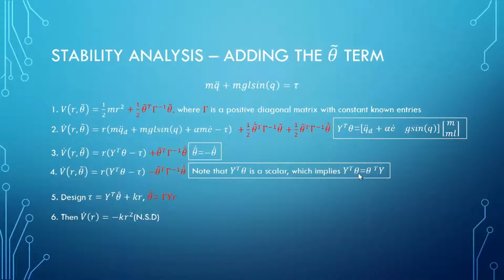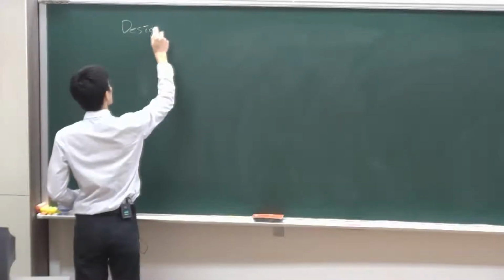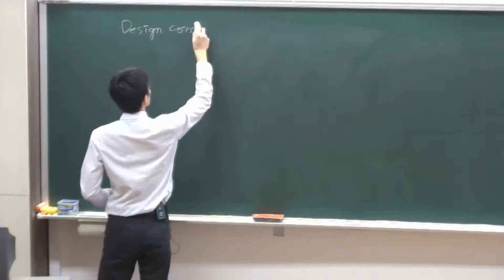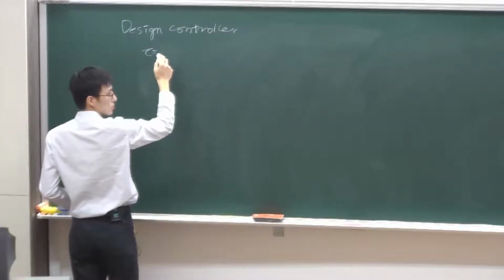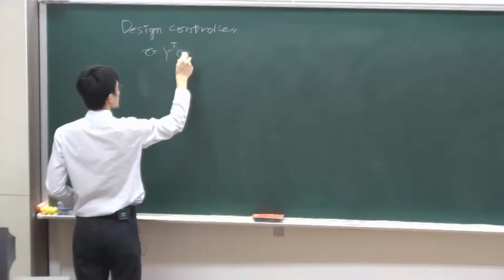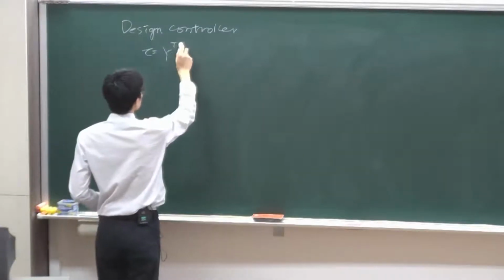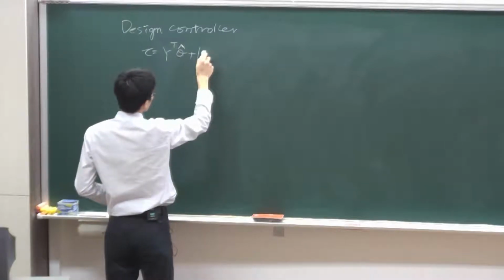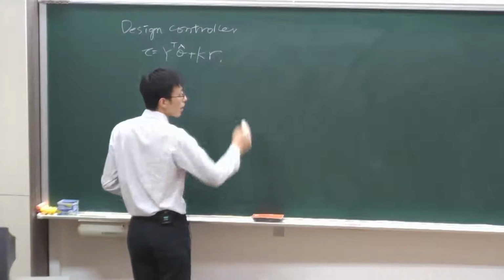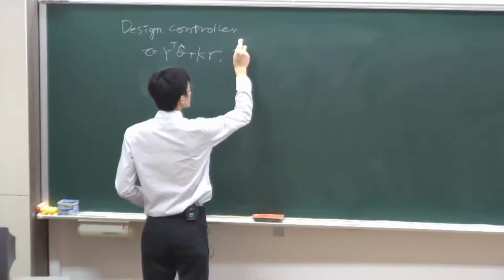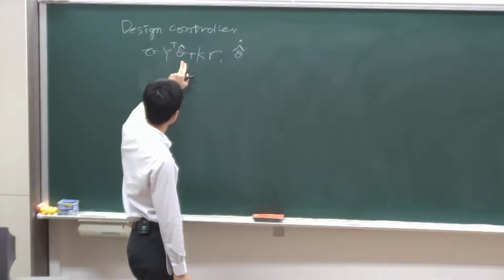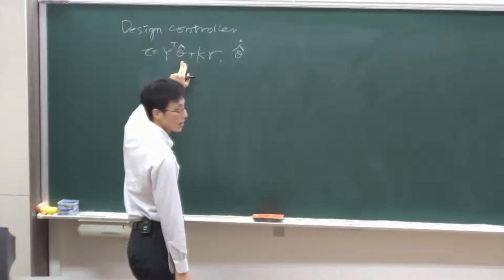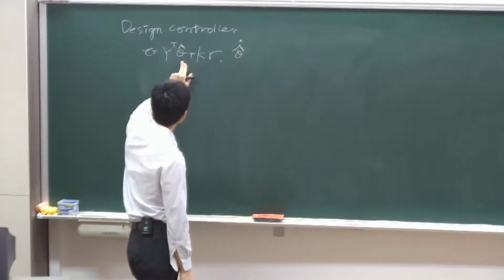How will you implement this? So now you design the adaptive controller as tau equal to Y transpose theta hat plus KR, and theta hat is a time variant signal that estimates the system parameters.